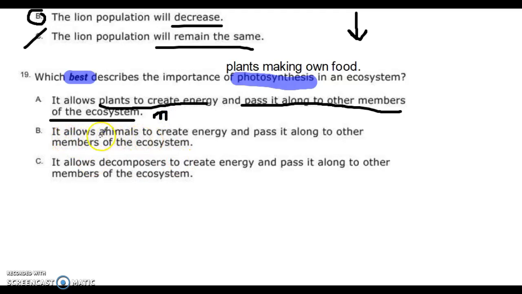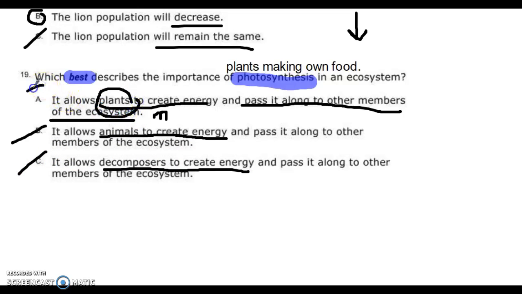It allows animals to create energy. Can animals create energy? No, they do not create their own food. That's not a good answer. It allows decomposers to create energy. They break down things into nutrients, but are they creating energy? No, the only thing that creates energy is a plant. And your best answer to that is A.